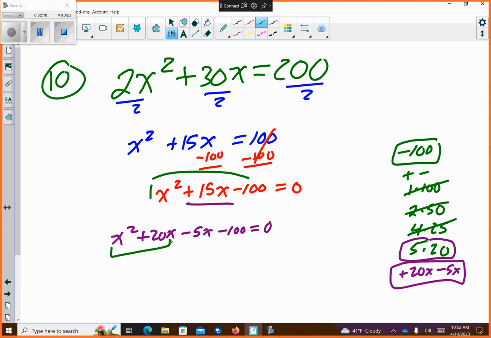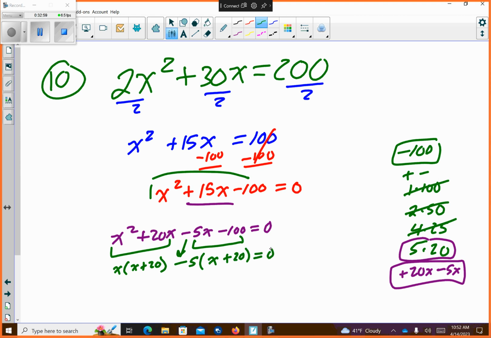What can I factor out of both of those? What does x squared and 20x have in common? X. Okay. What sign comes down? What comes out of 5 and 100? What number goes into both 5 and 100? 5. If I factor a negative 5 out of negative 5x, it leaves me x. If I factor a negative 5 out of negative 100, that gives me a positive 20.